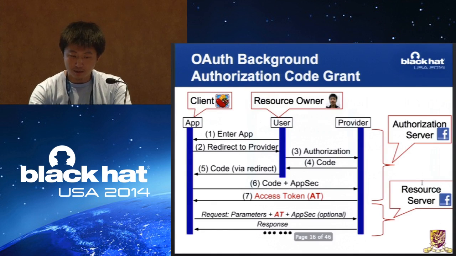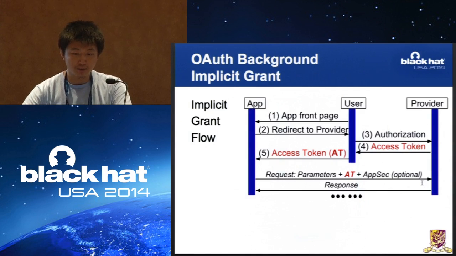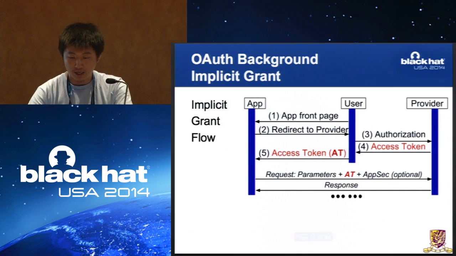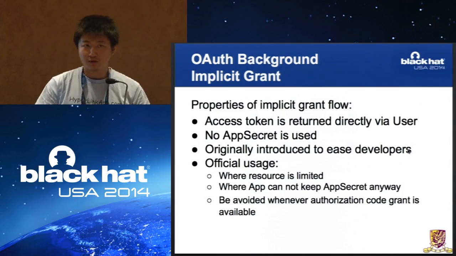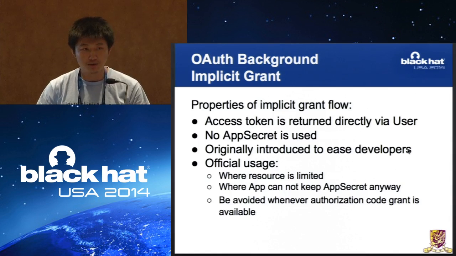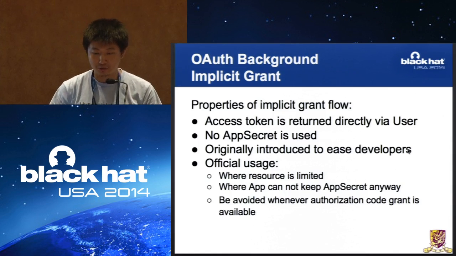And you know, this is the so-called authorization-code-grant flow. But there exists another thing in OAuth that is called implicit grant flow. Here you can see there is some difference. Instead of returning the code directly, the provider returns the access token to the user, and the user passes the access token to the application, and the application can operate further. So the property of implicit grant flow, you already noticed, is that during this process, no app secret is used.